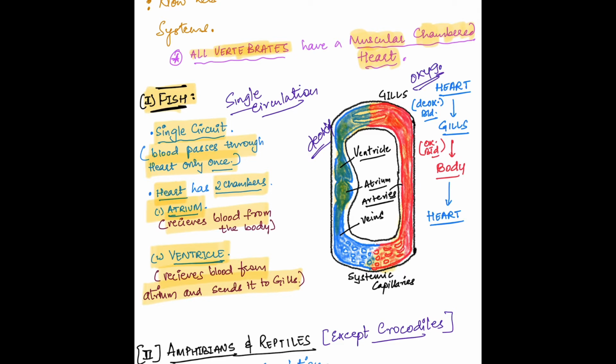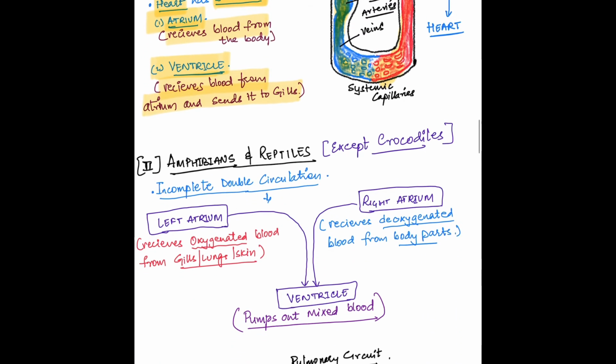And carbon dioxide which is produced is again sent back to the atrium. The deoxygenated blood is again sent back to the atrium. So this is a single circulation. So to recap, fishes have a single circulation and a two-chambered heart. Next are amphibians and reptiles.